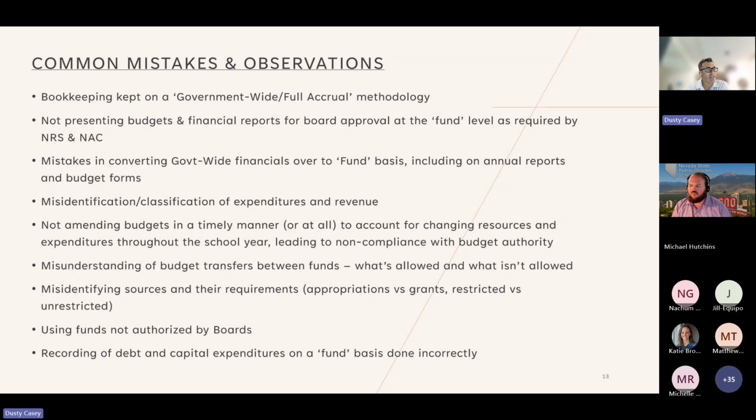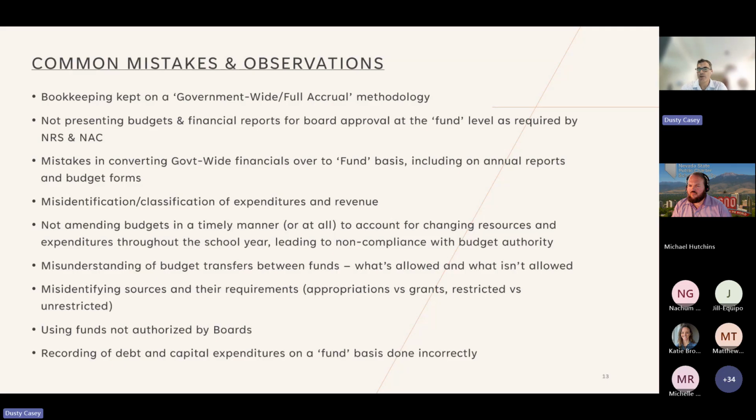And last thing, recording of debt and capital expenditures on a fund basis. Obviously, it's different between government-wide and on a fund basis. Again, you record the checks you write. So when you make a loan payment, it's principal and interest. That's treated as an expenditure. When you buy a capital expenditure, you buy a bus or you buy technology that's over $5,000 that you will put on a depreciation schedule, on a government-wide basis that is a balance sheet item, not necessarily an expense in the first year other than depreciation. It is an expenditure in fund accounting.